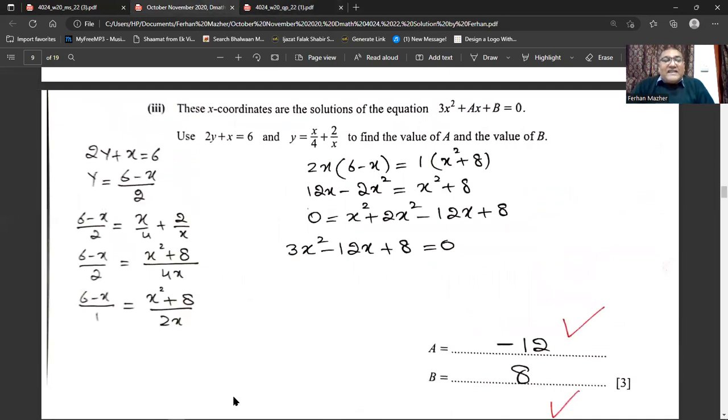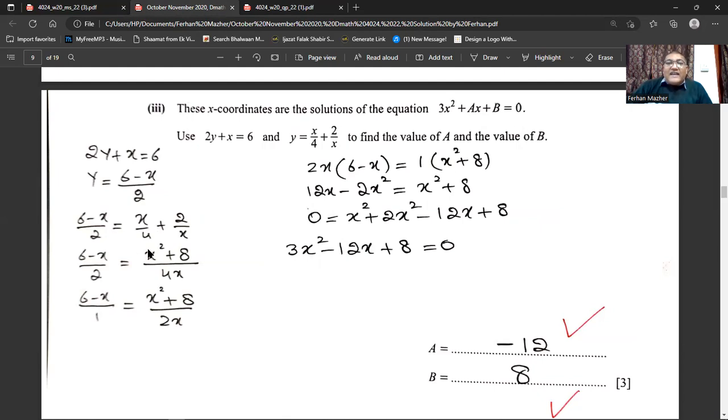So let me show you how this is done. So 2y plus x equals to 6. So y is equal to 6 minus x by 2. That is the line. The curve is y equals to x by 4 plus 2 by x. So I will make both the y's same of the line and of the curve. So you can see here I've done that. 6 minus x by 2, and here you have that curve x by 4 plus 2 by x. I will take the LCM, that will be 4x.